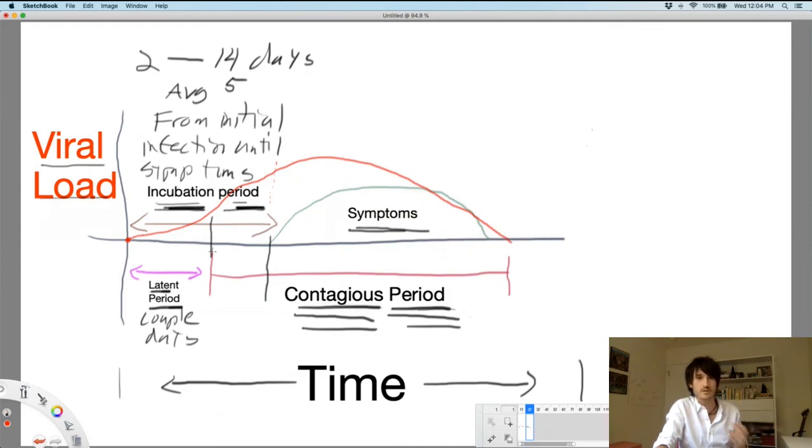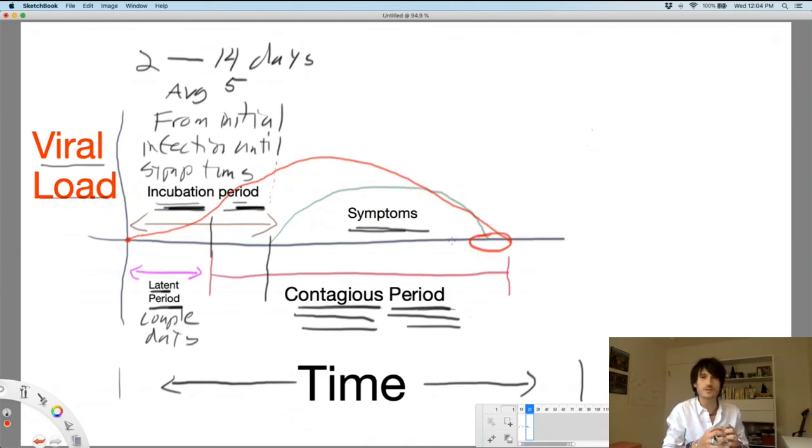So this latent period, you're still producing the virus. You hit the contagious period before you show symptoms, so you're contagious before you start to show symptoms, and when you show symptoms is when you start to actively fight the virus. And you can see here that even after you stop showing symptoms, you're still a little bit contagious. You're still spreading enough of the virus to be able to infect other people.